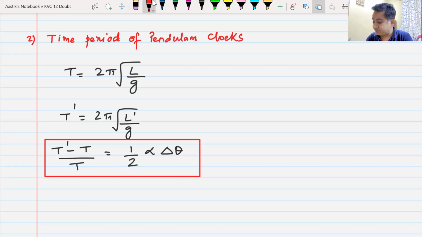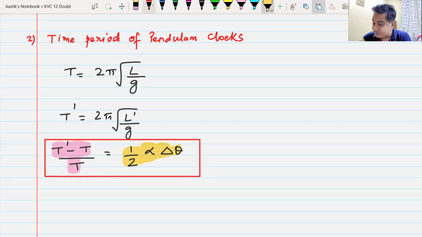Now this T dash minus T divided by T, you can write this entire thing as time gained or time lost per second. Do we understand this? T dash minus T is time gained or time lost, and divided by T it is time gained or time lost per second. So time gained or time lost per second by a pendulum clock is given by this formula, half alpha delta theta.